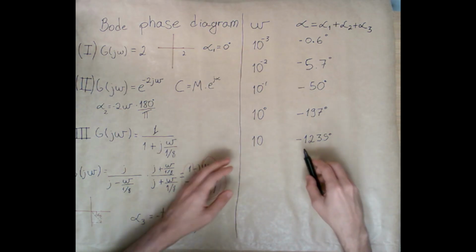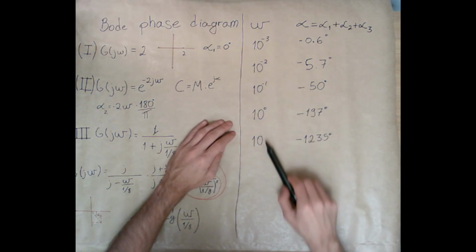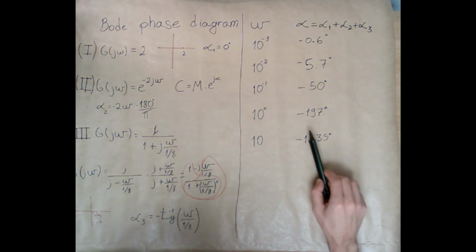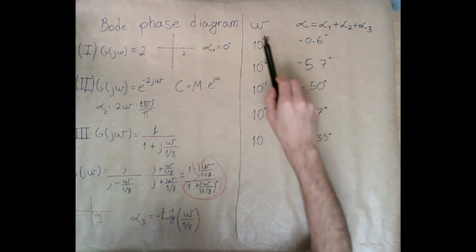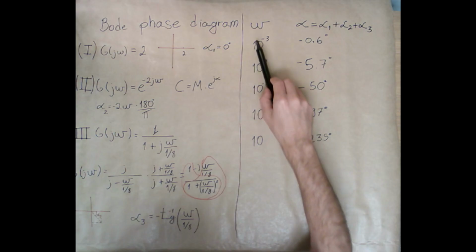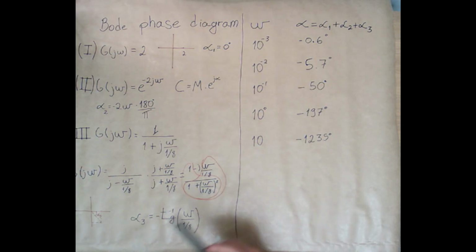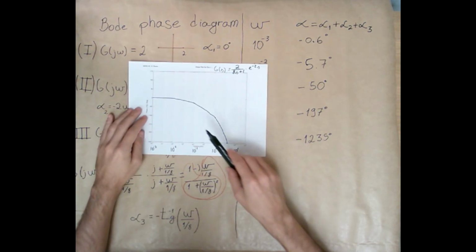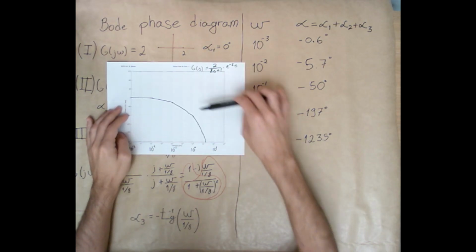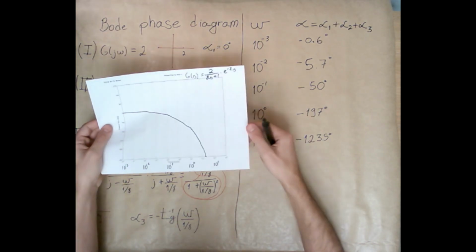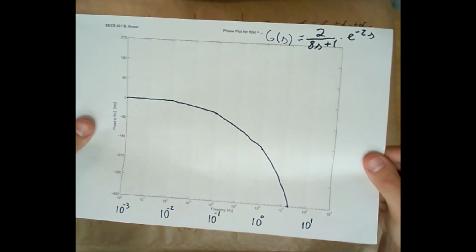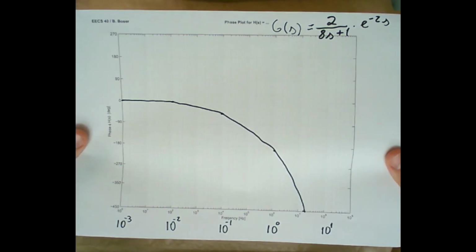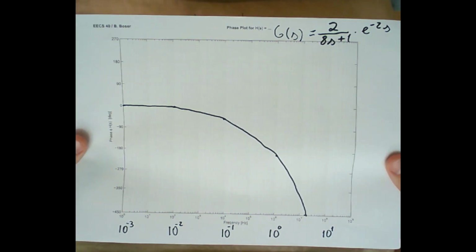With that in mind, we can build a table with 5 points of interest, 5 frequencies of interest, and their respective angles. Normally things start at alpha and end at omega, but in this table it's the inverse. That's enough for us to plot the diagram. Here we just plot the 5 frequencies of interest and connect them together to form the phase diagram of G(jω), which is 2 over (8jω plus 1) times e to the power of minus 2jω.